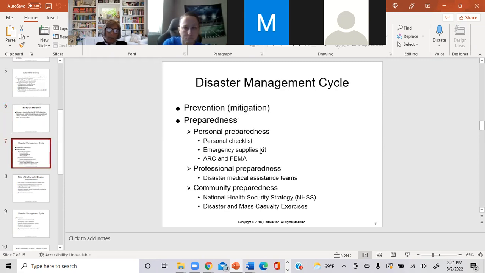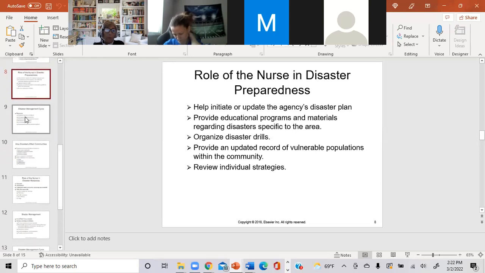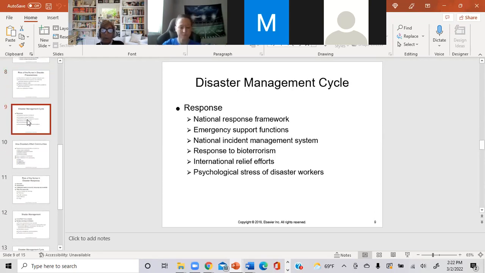And here's our disaster management cycle. First, we have prevention. Then preparedness. What is our role in preparedness? How do we prepare families? How do we prepare the community? Here's our role in preparing, and I'll show you what section of the book I want you to review.